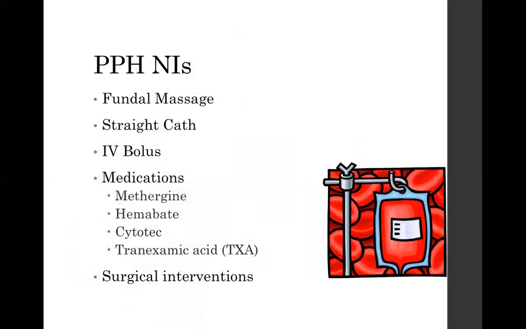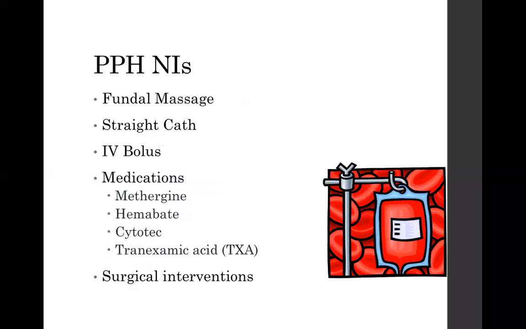So some of the nursing interventions, like we've talked about, are fundal massage, and we want to make sure that we're adequately supporting that lower uterine segment so that we don't prolapse the uterus. We're going to straight cath mom potentially so that, if we think that her bladder is full, if we can palpate her bladder at all, we're going to straight cath her.